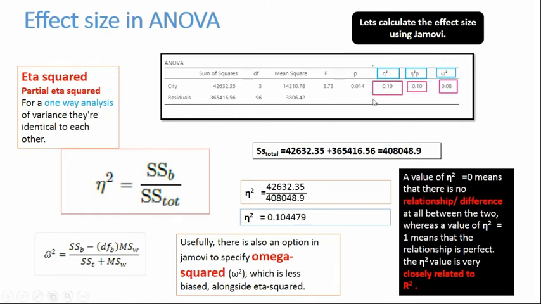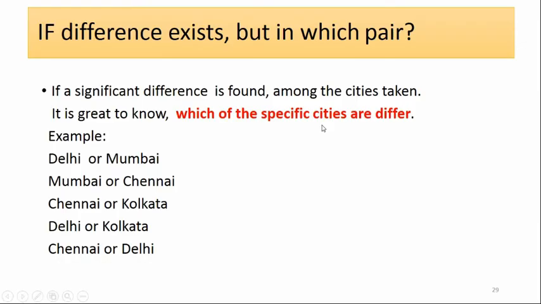Difference exists, but the magnitude of the difference is very small. If difference exists, in which pair? Till now, we did not come to that conclusion. Difference exists, but in which pair? Difference exists in Delhi or Mumbai, Mumbai or Chennai, Chennai or Calcutta, Delhi or Calcutta, or Chennai or Delhi.